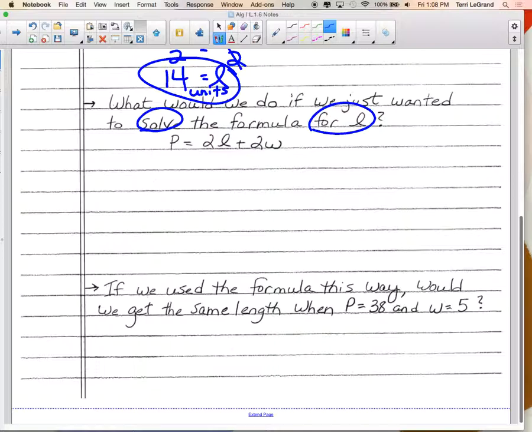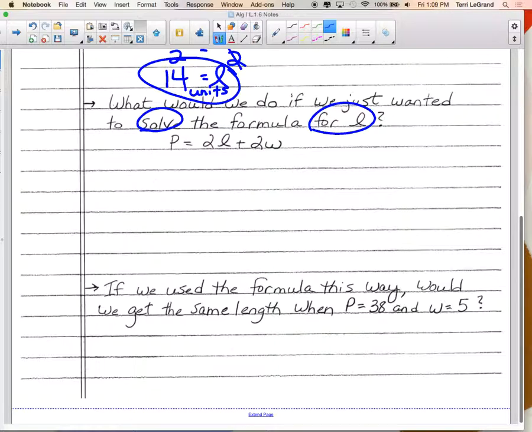Would we follow the same process, do you think? Why not? You don't have W. But still, what's the goal when we're solving? To get the variable by itself. Well, we have to get the L by itself. Can't we still do that? Can't we just still follow the same rules? Can't we just do what we did up above, but without those values being plugged in?